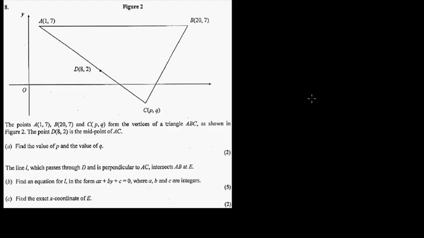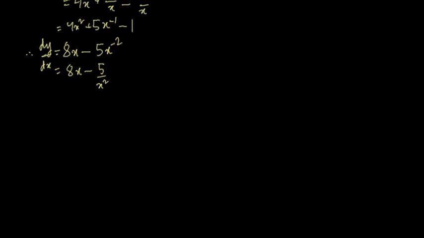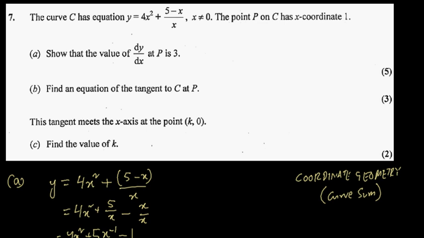The next one is coordinate geometry, what we call a coordinate geometry curve sum. Here actually we have to find the equation of a line, but since the line is a tangent to a curve or a normal to a curve, we refer to this sum as a coordinate geometry curve sum.